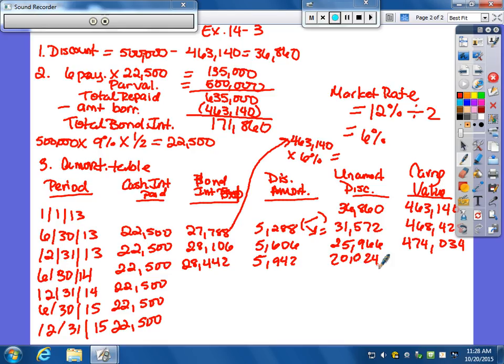And the new carrying value, $474,034, adding plus 5,942, is 479,976. All right. 12/31/14, 479,976 carrying value times the 6% market rate.